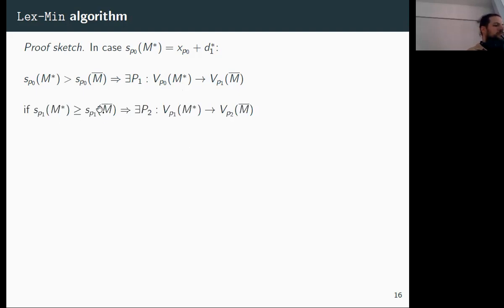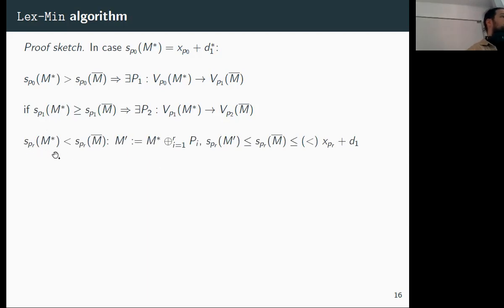In case P1 country is also favored by M star, then we can find another path from P1 to P2. And we can also show that these are different countries, P1 and P0. P0 and P2, not necessarily, they can be the same, but in that case, we already finished with the proof because we found a lax-min matching that is closer to our output than M star.